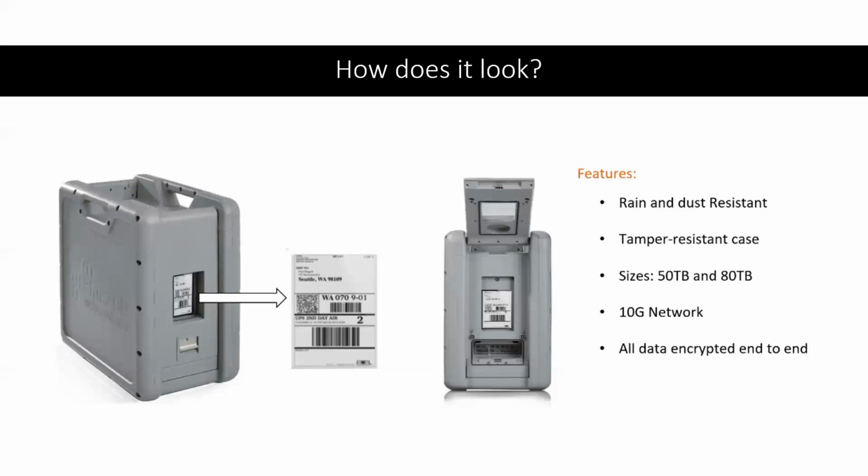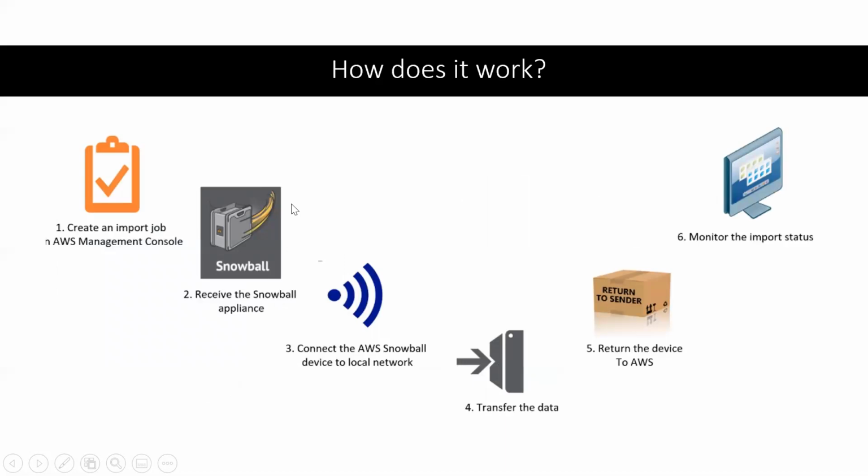So it's basically a data import and export job. You get the physical device and connect it to your on-premises or data center, from where you want to transfer the data. You store the data in this box and ship it back to them, and they will migrate it to the cloud for you. This is how the process works: in your AWS console, you create an import job.